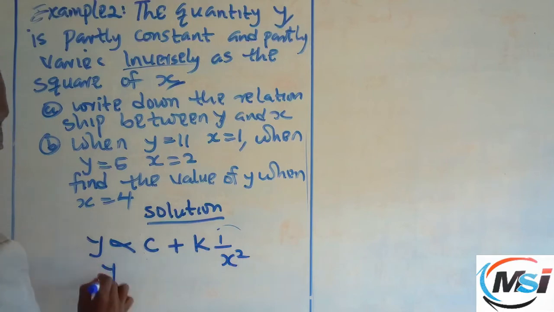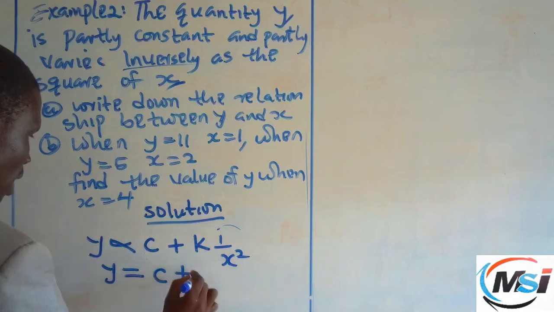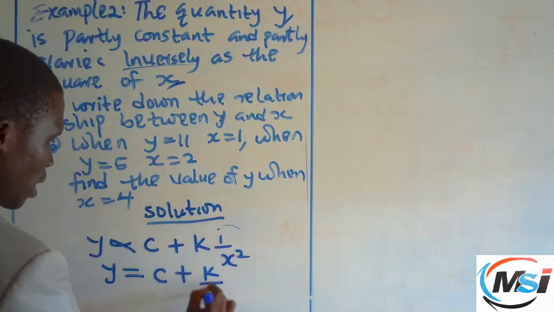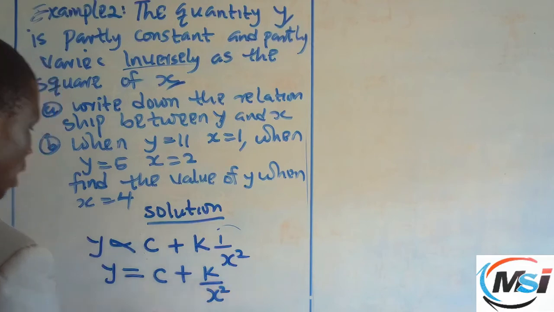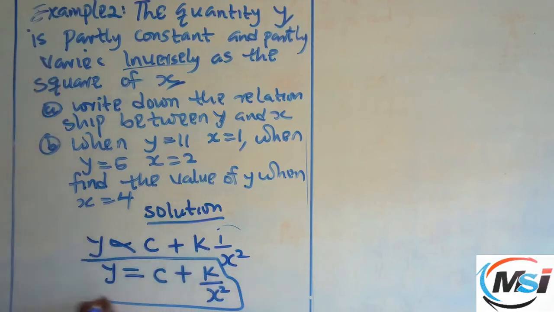So y equals c plus k times 1 will give you k all over x squared. So this is the formula we are going to use to find this. And remember, it will surely lead us to simultaneous equations. So let's see how to solve this question.